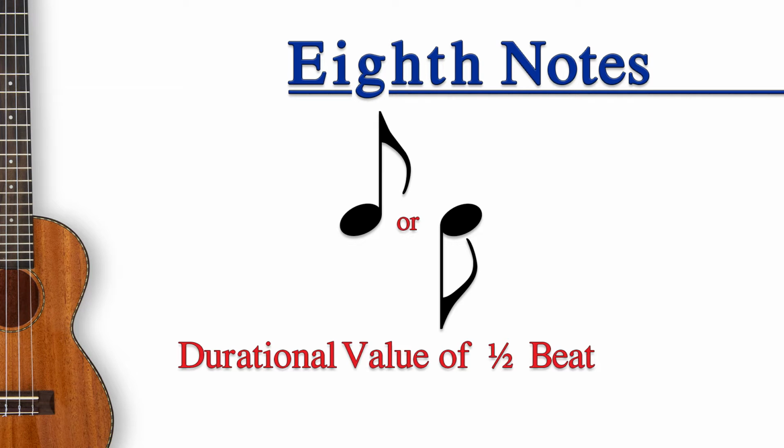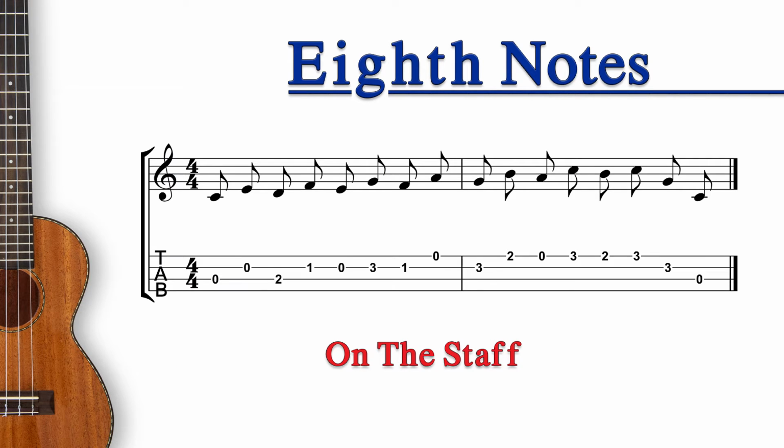Splitting each quarter note into two equal parts, the resulting half beat durational value of each note is called an eighth note. Eighth notes have a solid note head, a stem, and a flag. The stems obey the established rule when placed on the staff. However, it is important to note that the flag will always extend to the right of the stem, no matter the stem's direction. Here you can see what eighth notes look like when placed on the staff.